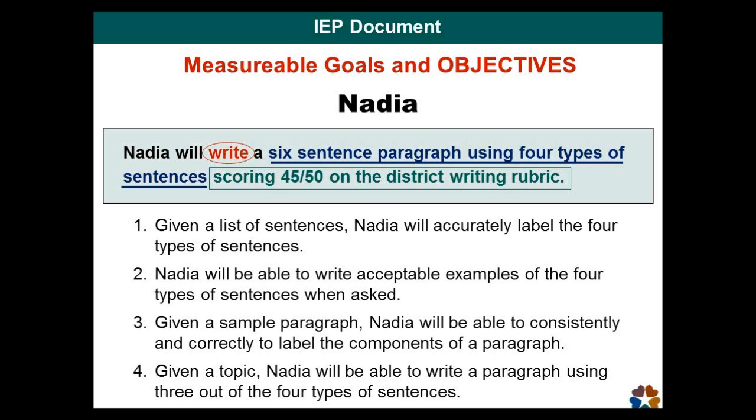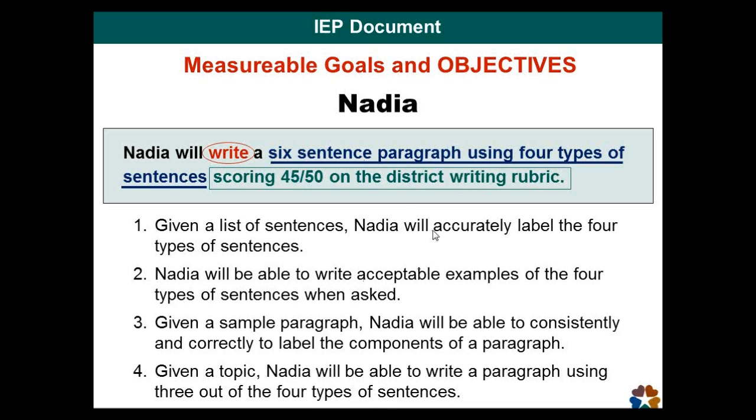So here is an example of Nadia. And Nadia is going to be working on a writing goal, okay? And so here is the annual goal. Here is the measurable annual goal. And it says here that Nadia will write a 6-sentence paragraph using 4 types of sentences, scoring 45 out of 50 on the district writing rubric. Okay? That's a pretty lofty goal. And the point is that she has 1 year to complete this goal. But it really makes sense when you're trying to help Nadia achieve this to break it down into smaller steps. And that's exactly what happened below here.